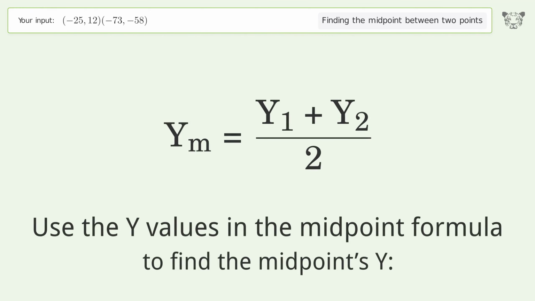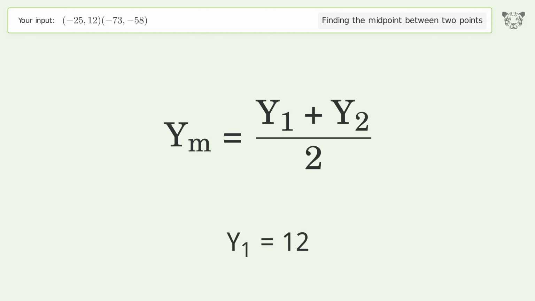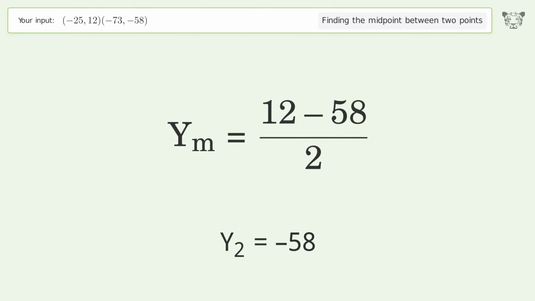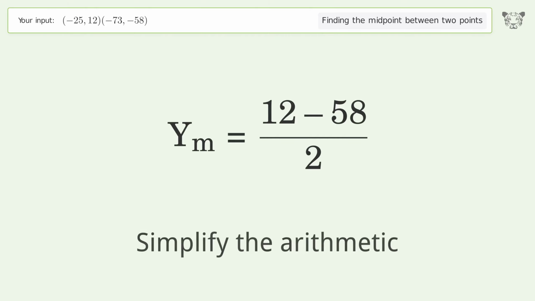Use the y values in the midpoint formula to find the midpoint's y. y1 equals 12. y2 equals -58. Simplify the arithmetic.